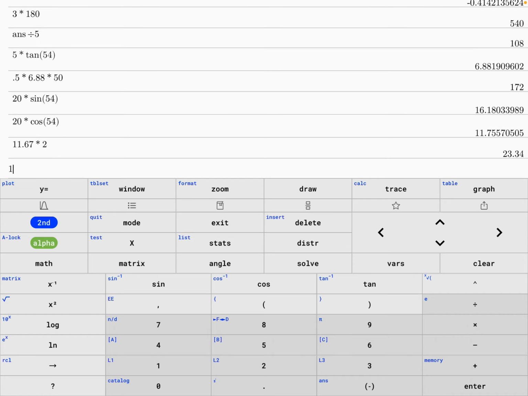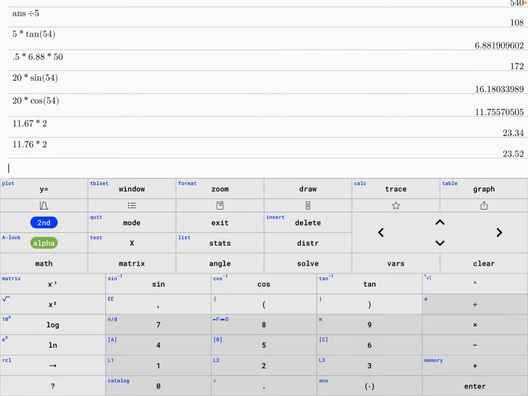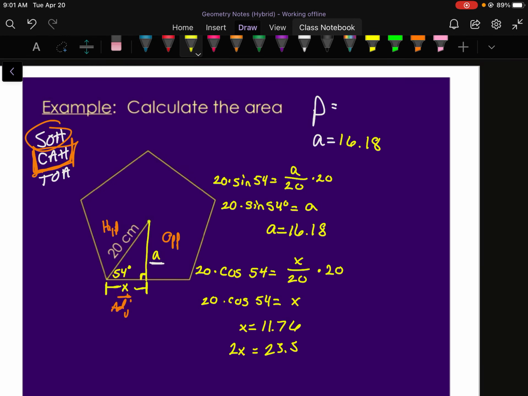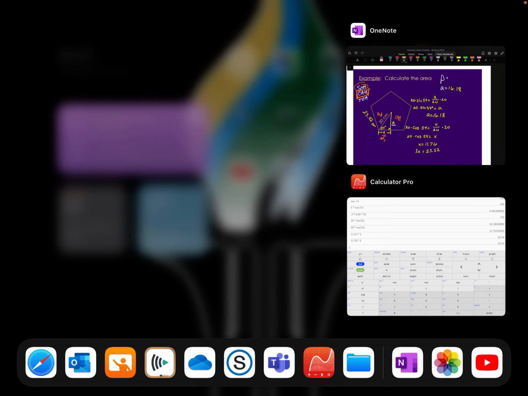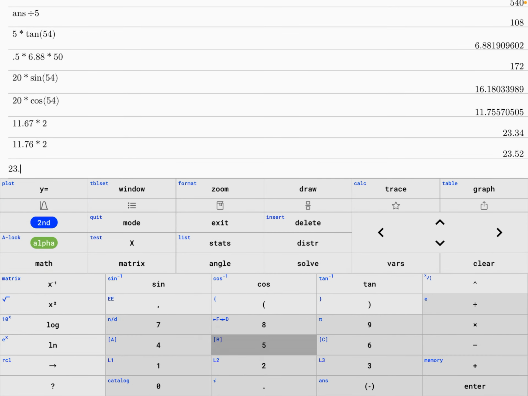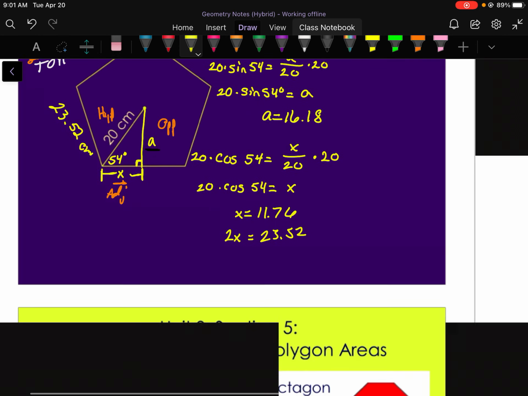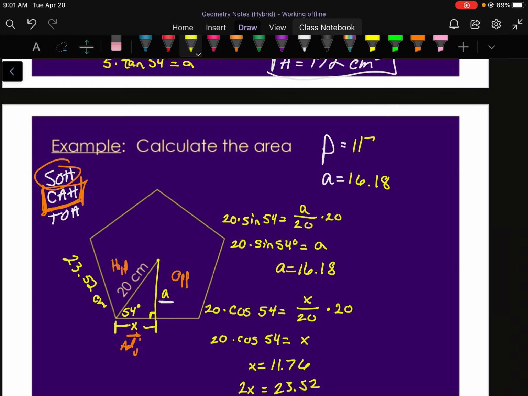Oh man, let's try that again. 11.76 times 2, and we get 23.52. So that means one side is 23.52 centimeters. So to find the perimeter, you can just add up 5 of those, or you could just multiply by 5. So we'll take 23.52 times 5. And there's the perimeter, 117.6. So our perimeter is 117.6.